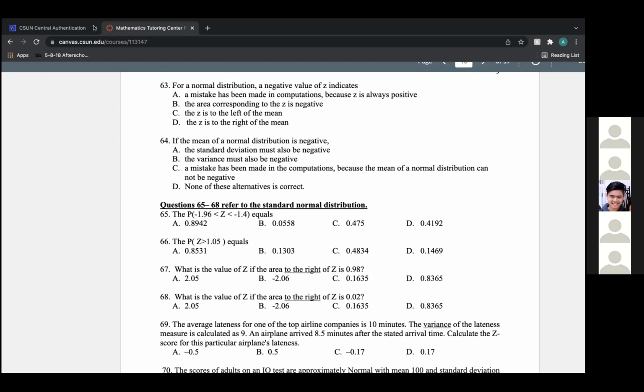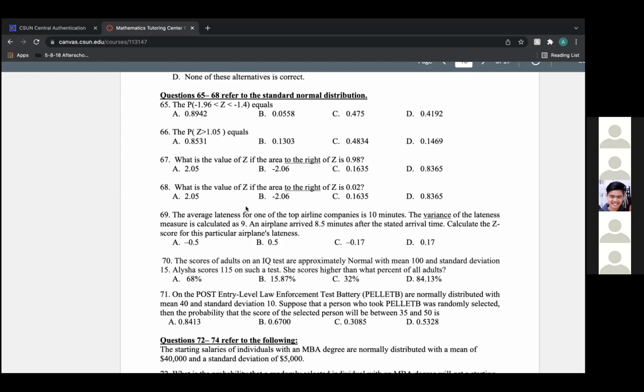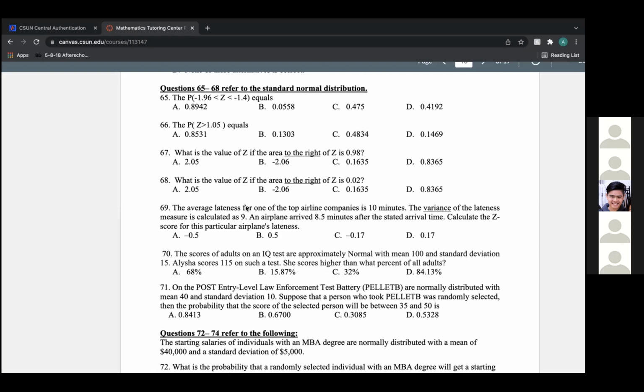Okay. So 65 through 68 refer to the standard normal distribution. The probability that Z is between negative 1.96 and negative 1.4. This is a straight up calculator problem. Can I ask a quick question? What is the range of SD? Is it minus 1 to 1?